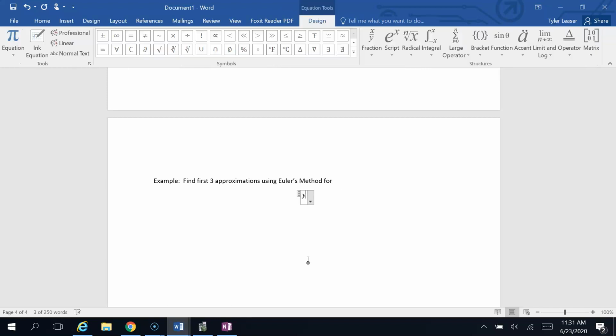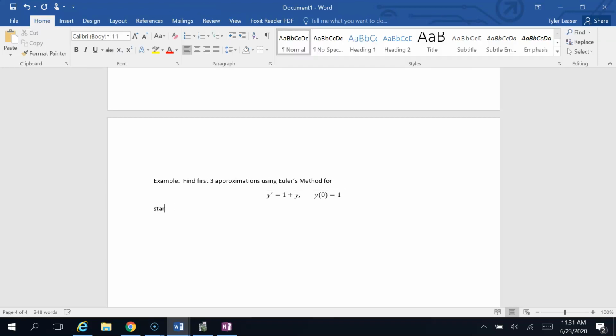For the differential equation, y prime is equal to 1 plus y, with the initial condition y of 0 is equal to 1. Okay, starting at the ordered pair (0, 1) with that h value, that step size of 0.1. One thing I want to say is that sometimes they don't label this as h, sometimes they label that as dx, that small little step size. So whether it's h or dx, it's the same thing. Okay, so let's just do it.